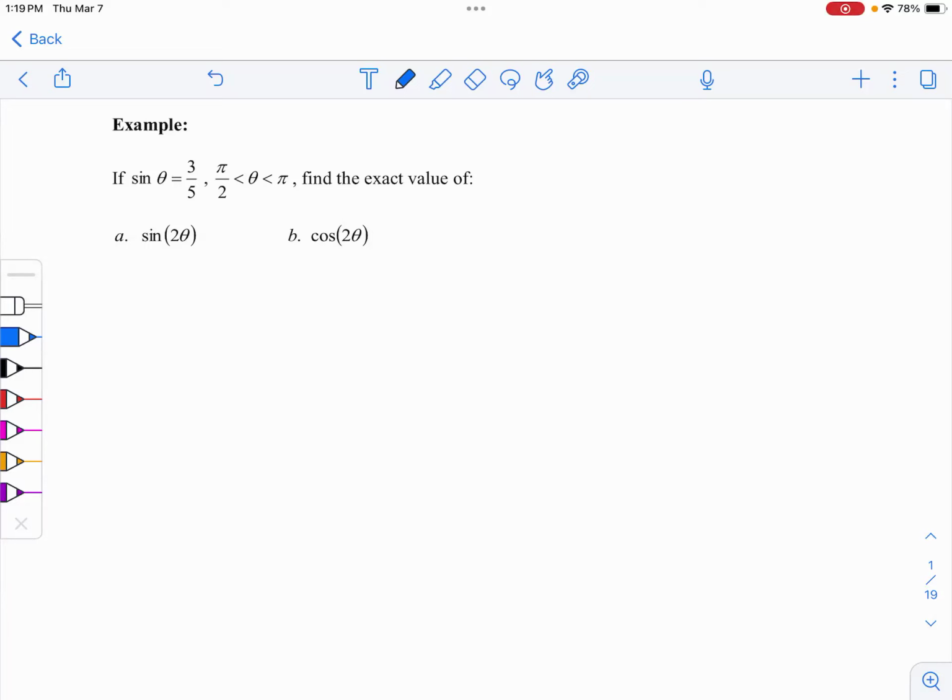And this opens up our possibilities of more angles we can find with more limited information. But as with everything in trig, what shape do we need to create? A triangle. All right, so notice we have some information here. We have the sine of the angle, but also we are told the angle is between pi over 2 and pi, which means what quadrant are we in? We are in the second quadrant.